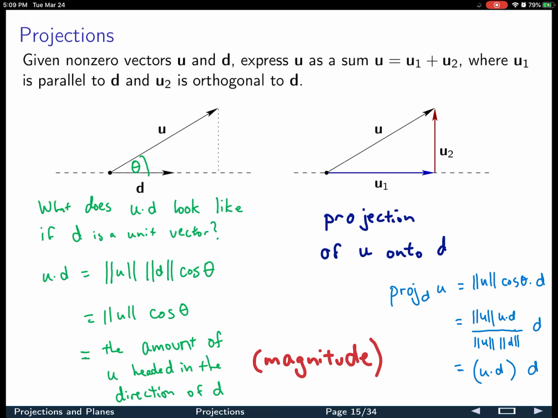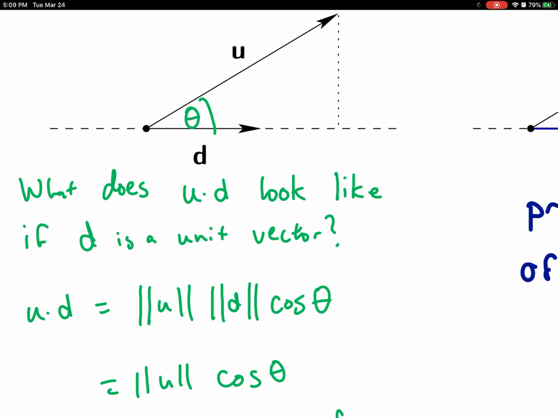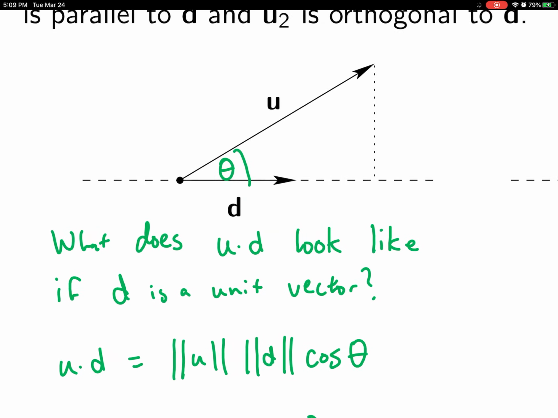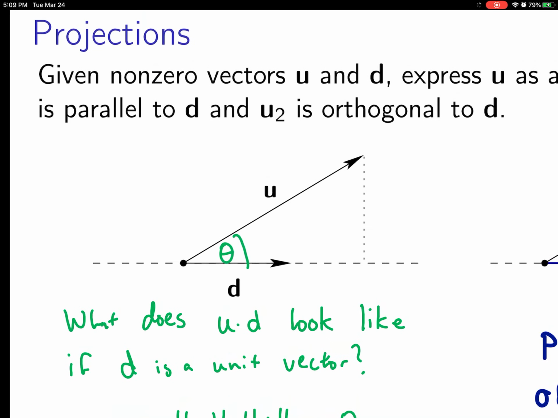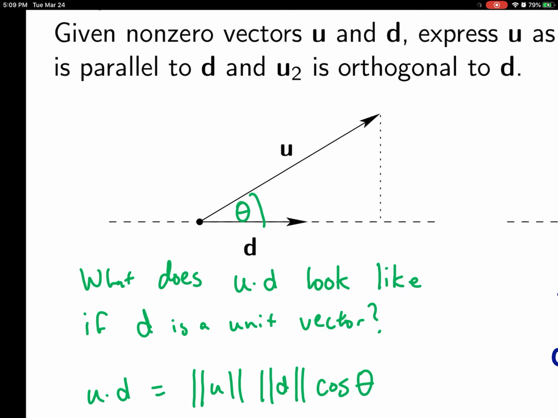Okay, here we are to projections. We've got two vectors, u and d, and we want to express u as a sum of u1 and u2, where u1 is parallel to d and u2 is orthogonal to d. And so this is what I was hinting at earlier. I want us to ask the question, what would the dot product between u and d look like if d is a unit vector? So let's, for just a second, pretend that d is a unit vector. It's of unit length. What would u dot d look like?